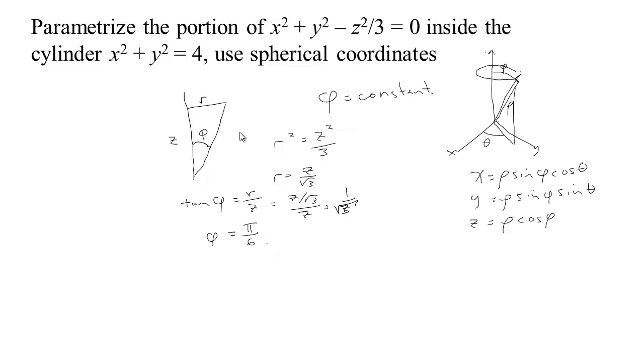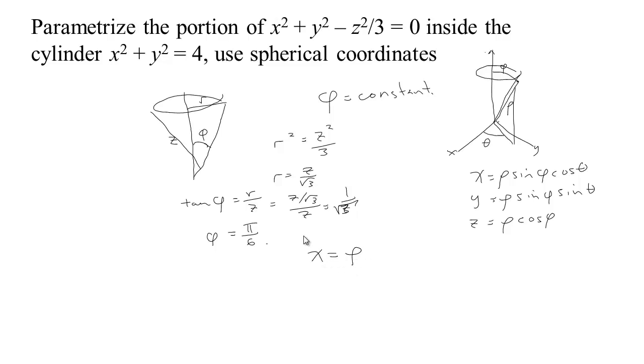So we found the constant by considering a cross-section. You can imagine looking at a cross-section of our cone. Then we have this triangle. It was from that triangle that we figured out that the tangent was 1 over root 3, and from there we figured out our angle phi. So that gives us equations that would parametrize our cone.